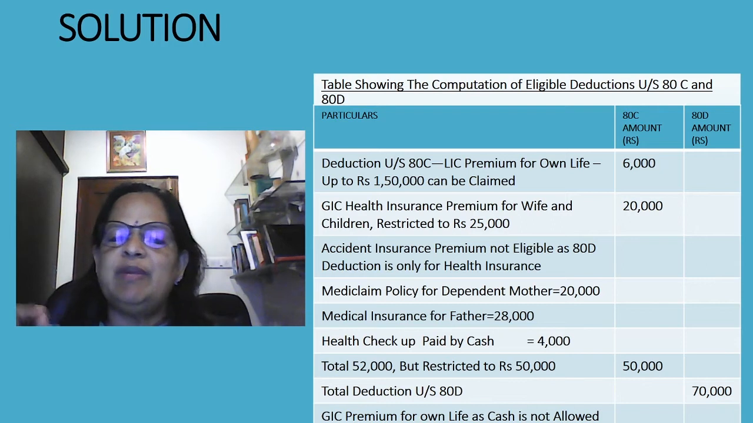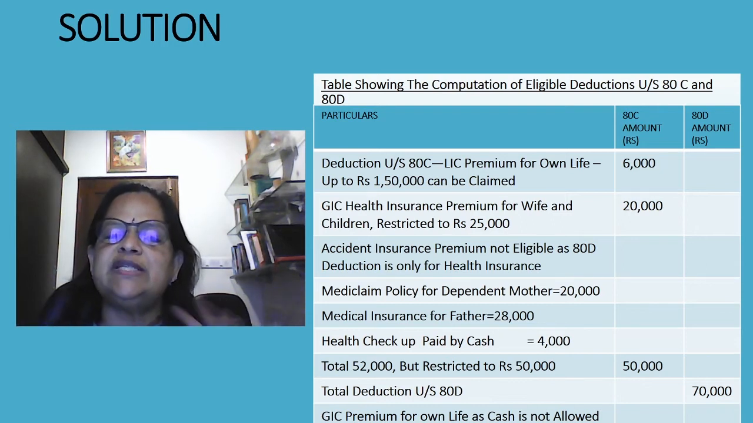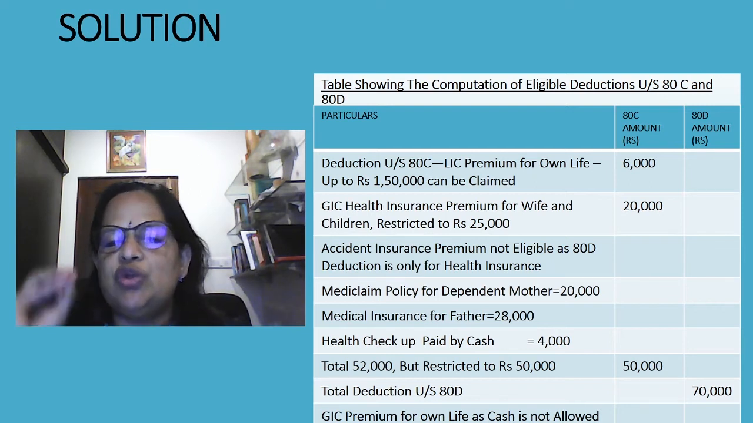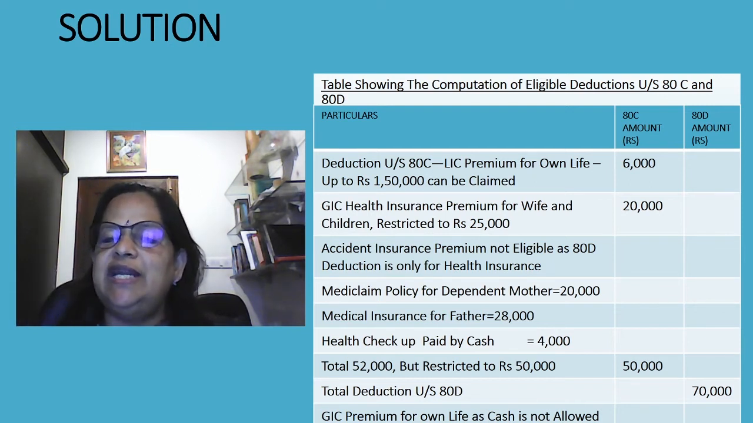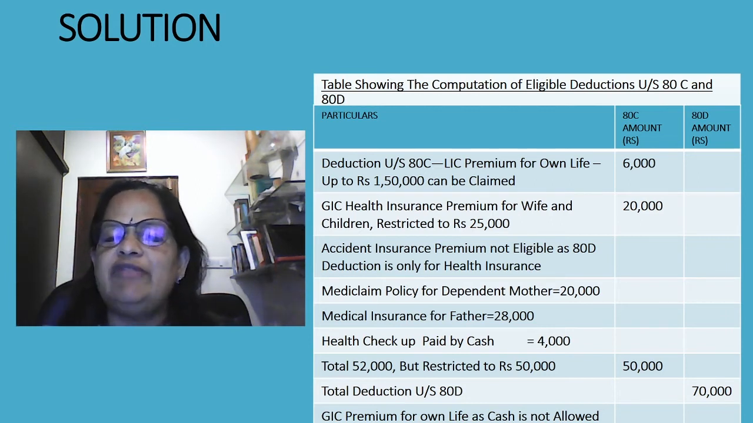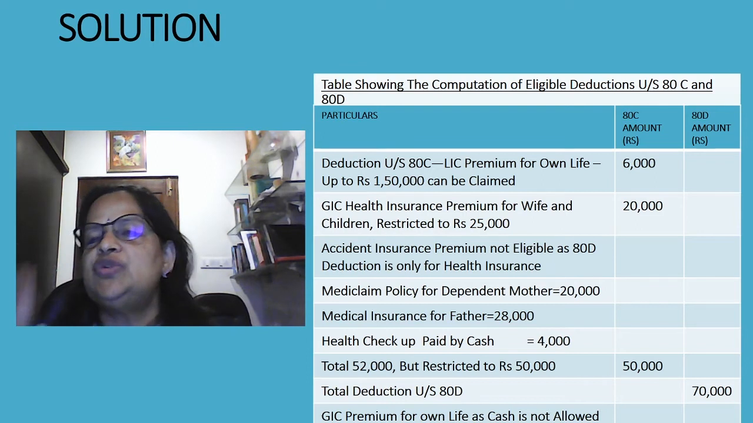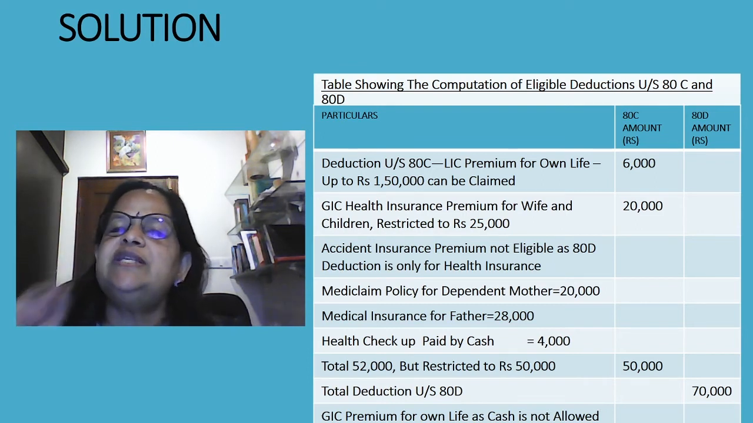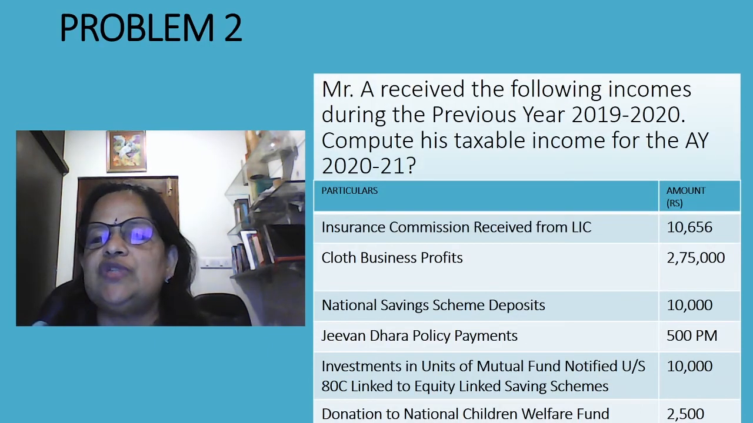So here you have to remember, the total amount he has paid for parents is coming to 52,000, but the limit is only 50,000. So the total deduction under section 80D is 70,000. GIC premium for own life as cash payment is not allowed. So 76,000: under section 80C he can claim 6,000 and under 80D he can claim 70,000.